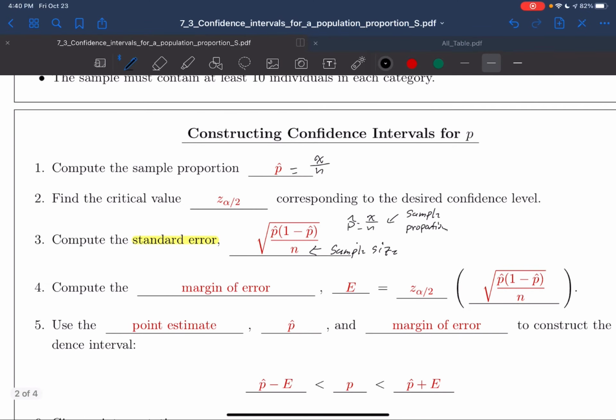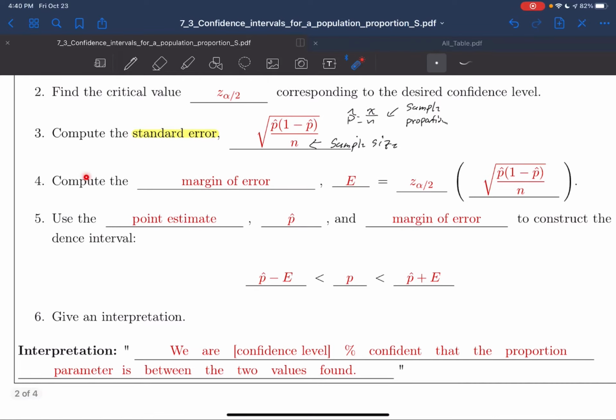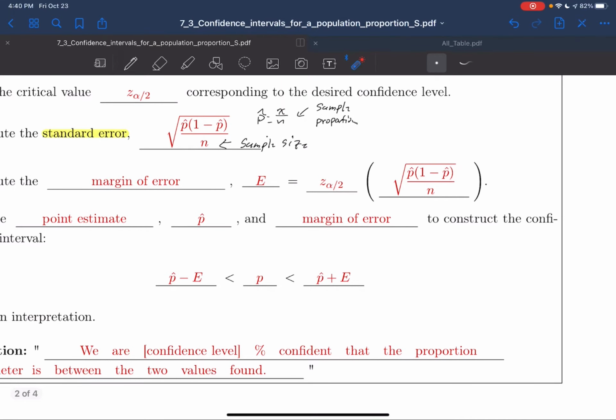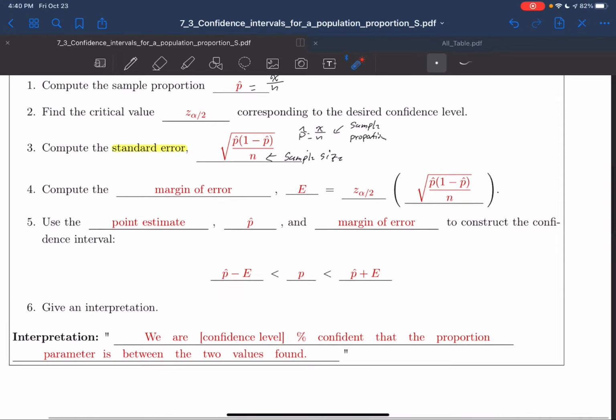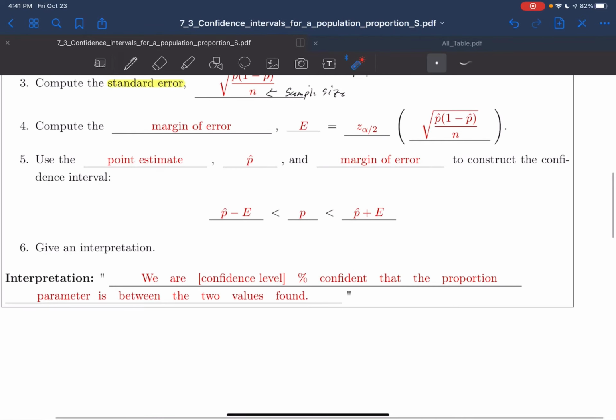Now that we have our critical value and our standard error, we can compute our margin of error. And again, we just call this E, just to make it a little bit easier. So E is going to be our critical value times our standard error. So once we have our margin of error, and remember, that's the key thing with computing confidence intervals, we just need two things, a point estimate and a margin of error. So we use our point estimate p hat and the margin of error to construct our confidence interval.